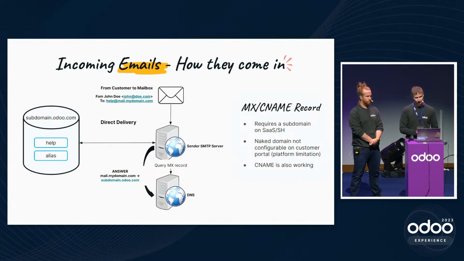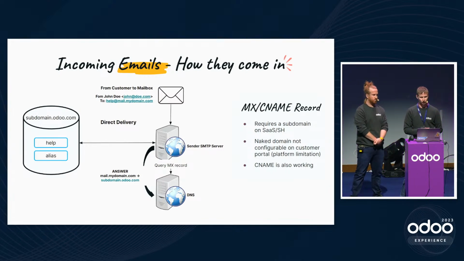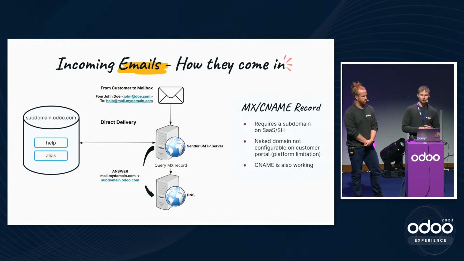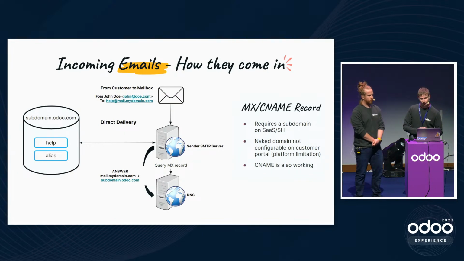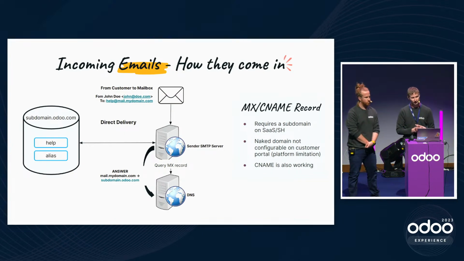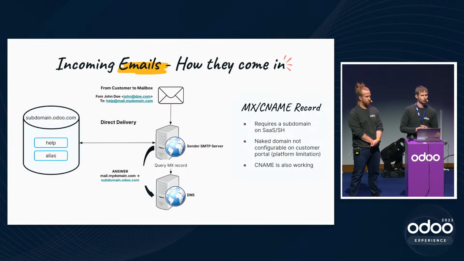As I was saying, you need to use a subdomain. So here in our example it is mail.mydomain.com. The reason is that we have to do a configuration on the Odoo portal, and on the Odoo portal you are not able to configure a naked domain, so that's why you are using a subdomain here. In this example, you can see that it's an MX record that we are using, but it could also work with a CNAME, but we will explain that in the second talk.